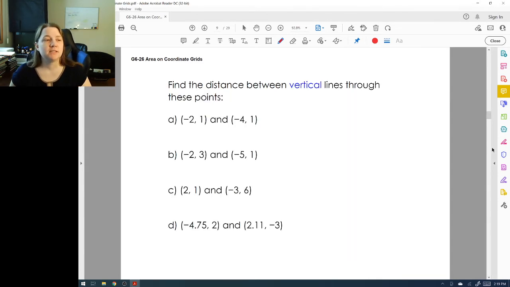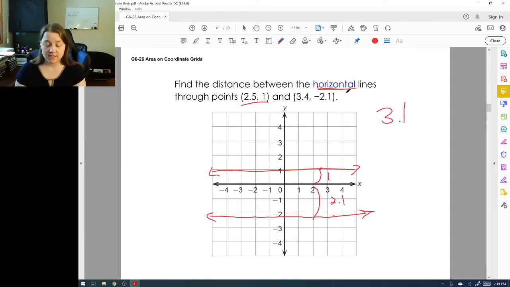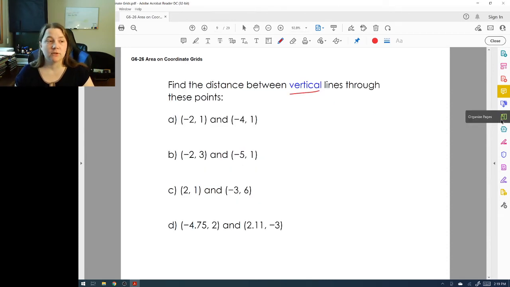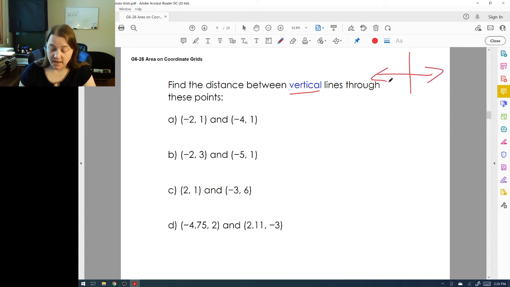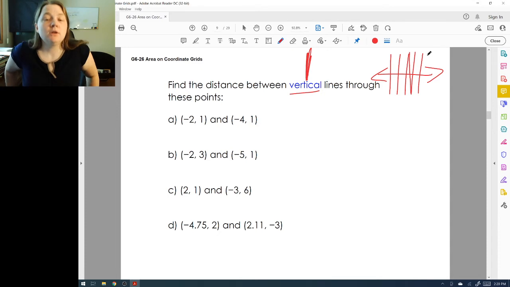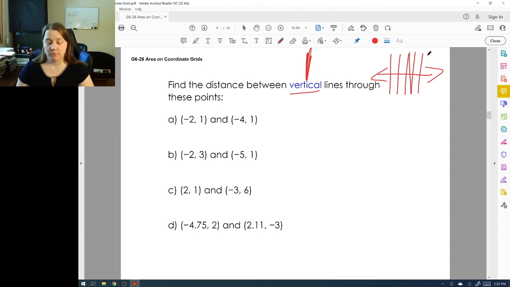Go ahead, try to find the distances between these vertical lines by looking at these points. Now remember, back up here for the horizontal lines, I didn't care so much how far I had to run. I cared how far I would need to jump to get that line up there. So for a vertical line, I don't care how much I have to jump. I care how far I have to run to get to my line, because I know it's going to be an up and down line, and I have to figure out where to place it on here. So I'm going to be looking at my run numbers for these.